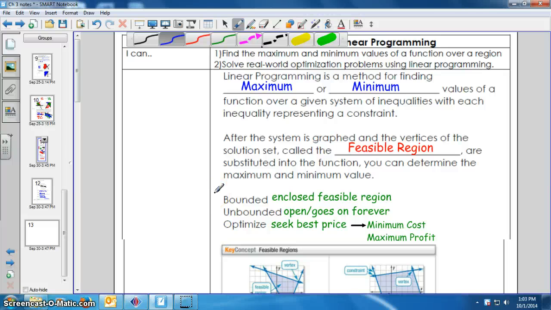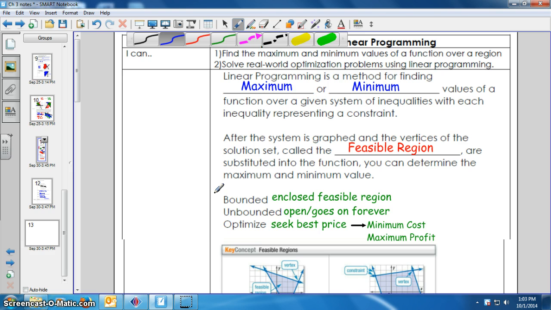Right, this is lesson 3.3, optimization with linear programming, take 2. We're going to find the maximum and minimum values of functions over a region and solve real-world optimization problems using linear programming. So let's talk about what linear programming is and the methods for finding both minimum and maximum values of the function over a given system of inequalities, with each inequality representing a constraint. We'll see some examples below and what that means.